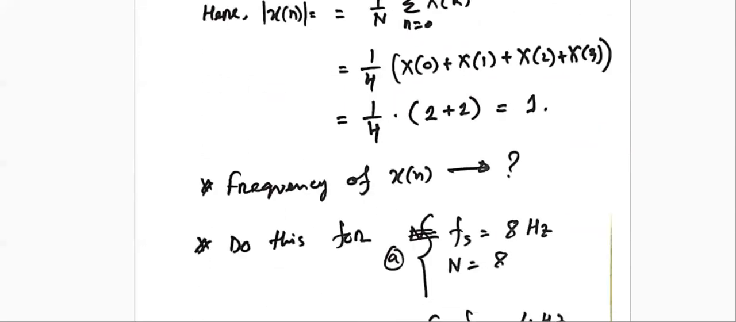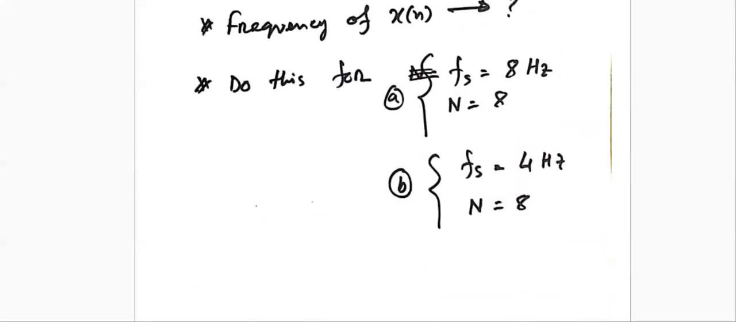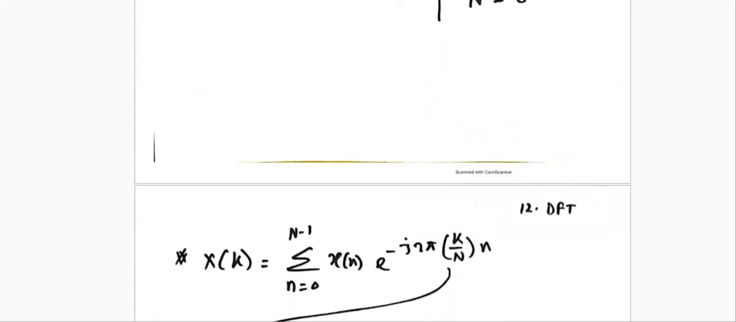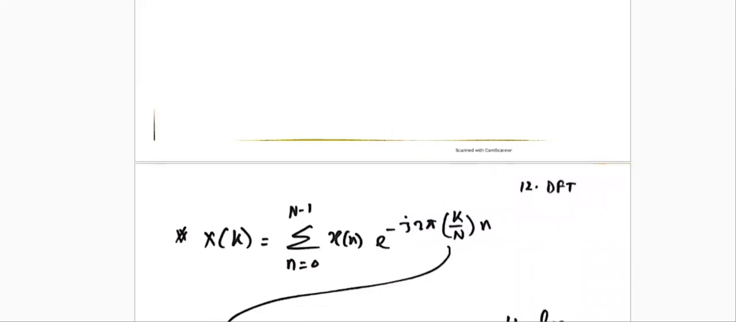Okay. And please also do these two examples whenever you write the script: fs equals 8 Hz and n equals 8, and fs equals 4 Hz and n equals 8. So you will find some definitely interesting outcome over there. Okay, before going to the next step, what is our perception of the upcoming section?